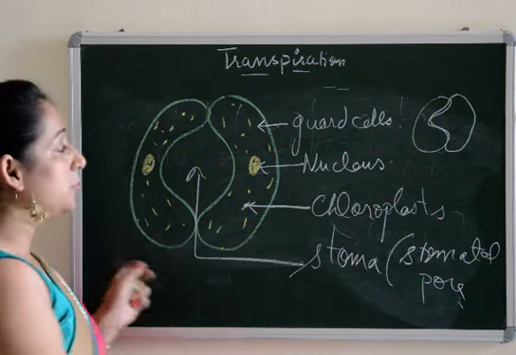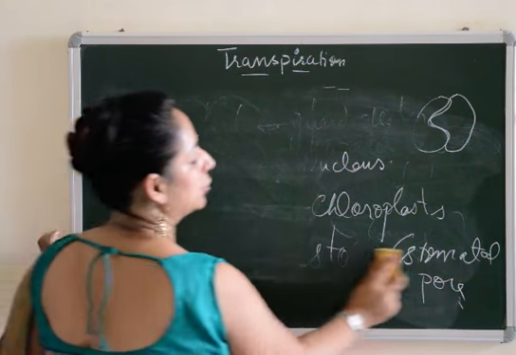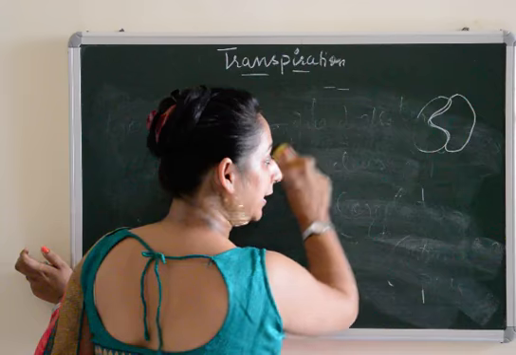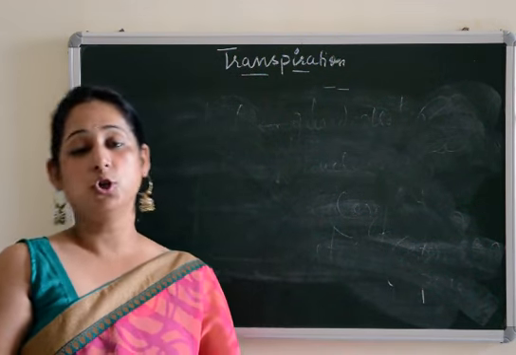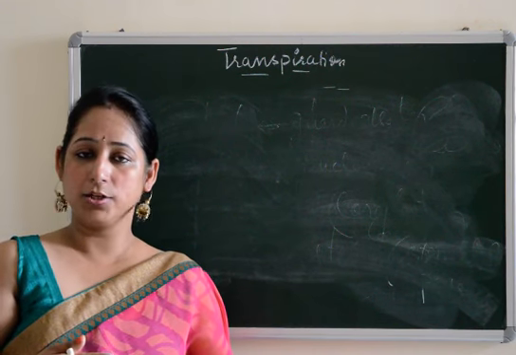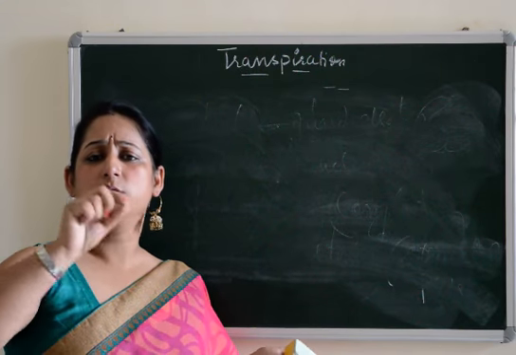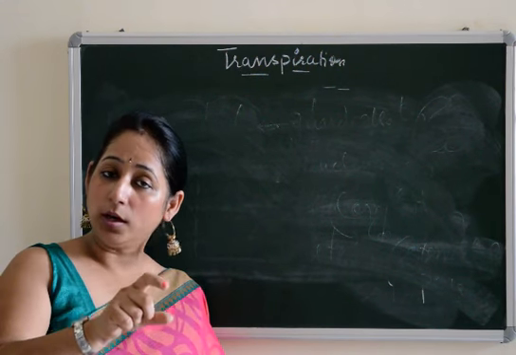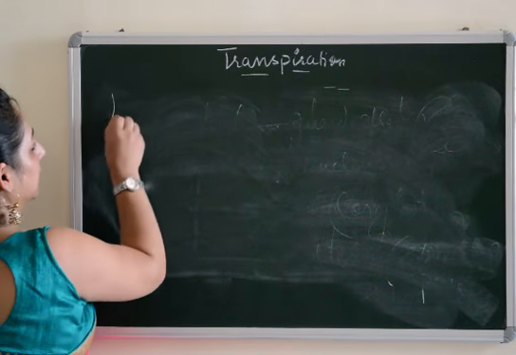There are certain types of transpiration also. The types of transpiration include cuticular transpiration, lenticular transpiration, and stomatal transpiration. Stomatal transpiration is the transpiration which occurs through stomata. Lenticular is the transpiration which occurs through lenticels. Now what are lenticels here?